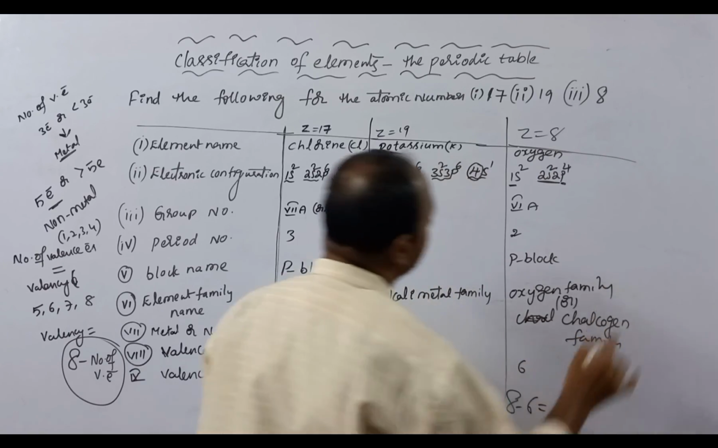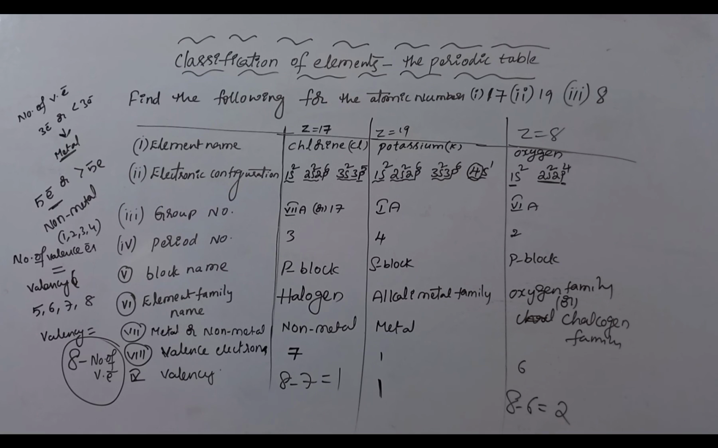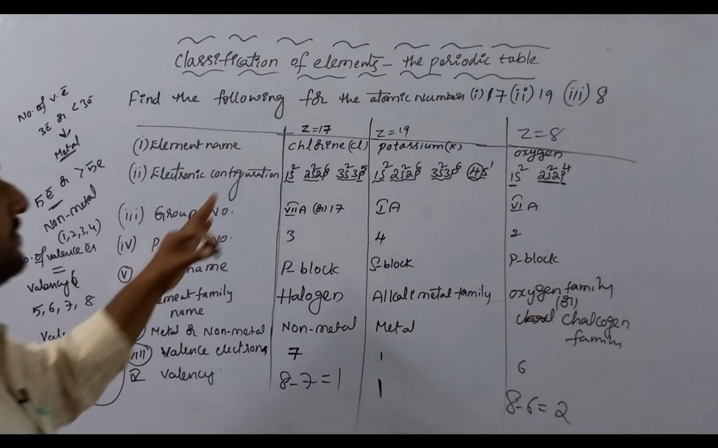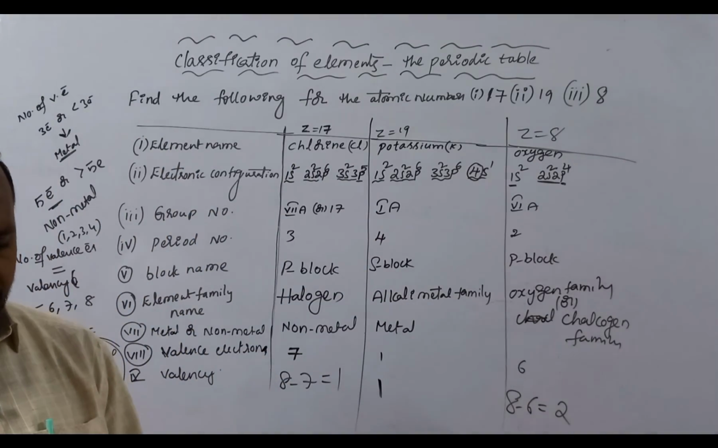So these are topics related to atomic number 17, atomic number 19 and 18 in the classification of elements of the periodic table. Most important topics, students, for 4 marks.